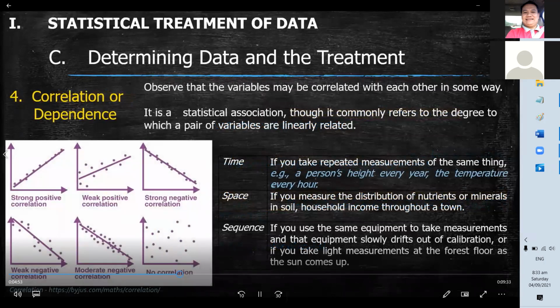Correlation or dependence. Observe that the variables may be correlated with each other in some way. It is a statistical association, though it commonly refers to the degree to which a pair of variables are linearly related. For example, a particular variable may be related to time, space, or a sequence.